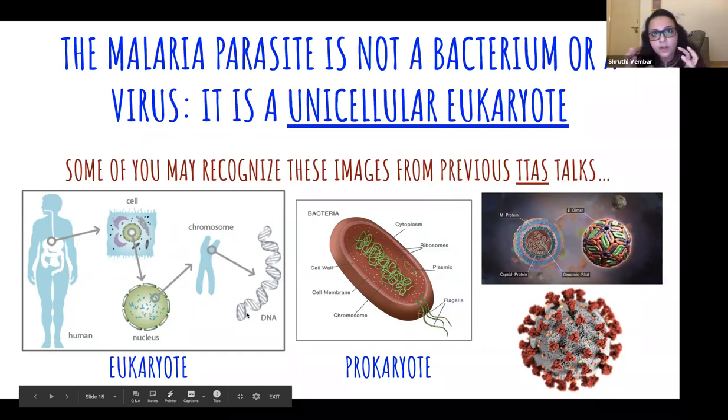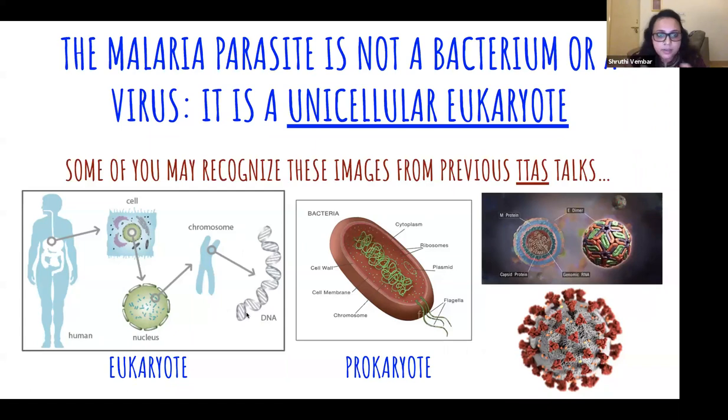So whenever we think of the malaria parasite, it is a single cell. It is not multicellular. Humans are multicellular, they have many cells. However, the malaria parasite is a single cell, so it's unicellular, and it's a eukaryote, which means it has a true nucleus. Of course, it's not similar to viruses either, which are other types of entities, and you've already looked at them.